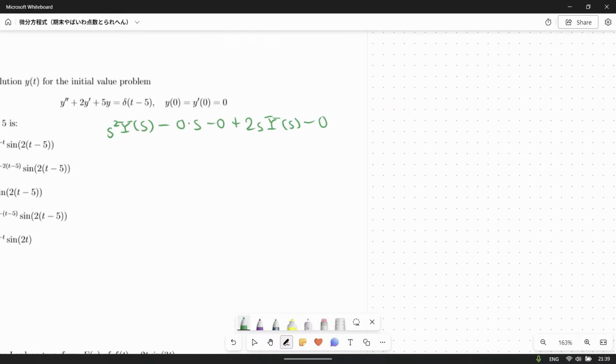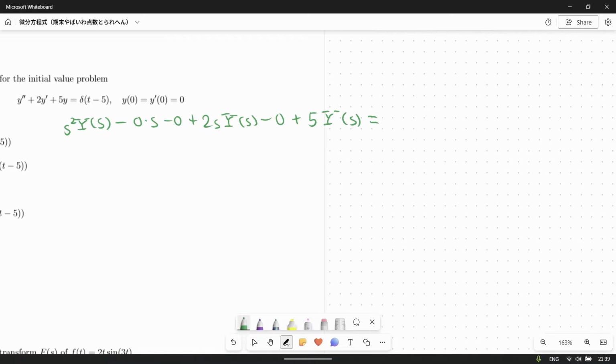And then for the third term we have a 5y, so that's just going to turn into 5 capital Y of s. And then on the right side we have a Dirac delta function. And so recall that looking at your Laplace table, the Laplace transform of a Dirac delta function is going to take the form of e to the negative cs, where c is going to be this value over here. And so doing a Laplace transform, we're going to end up with e to the negative 5s.